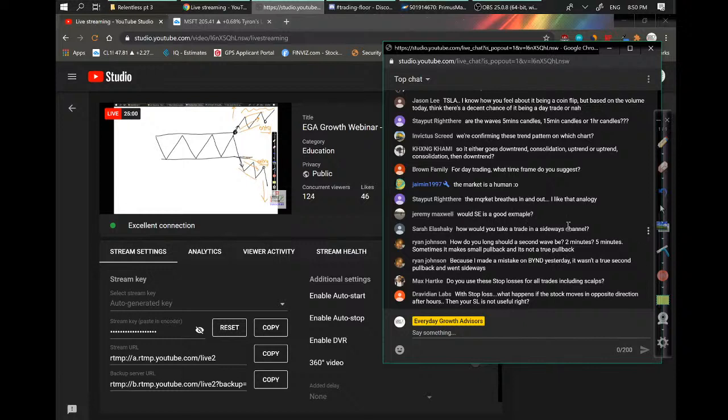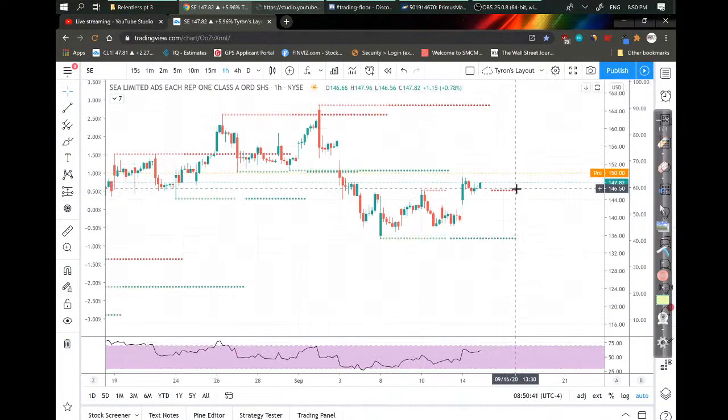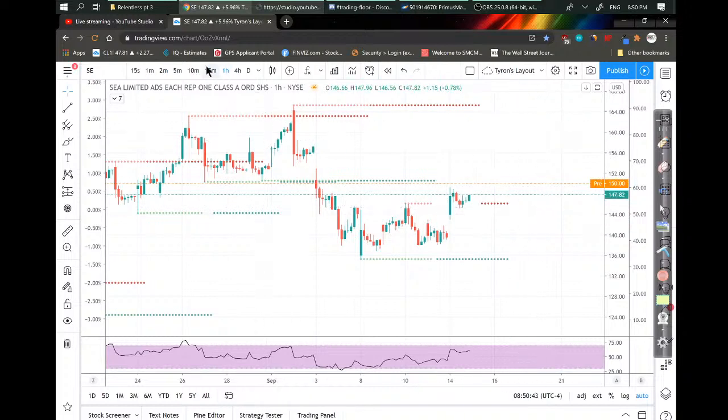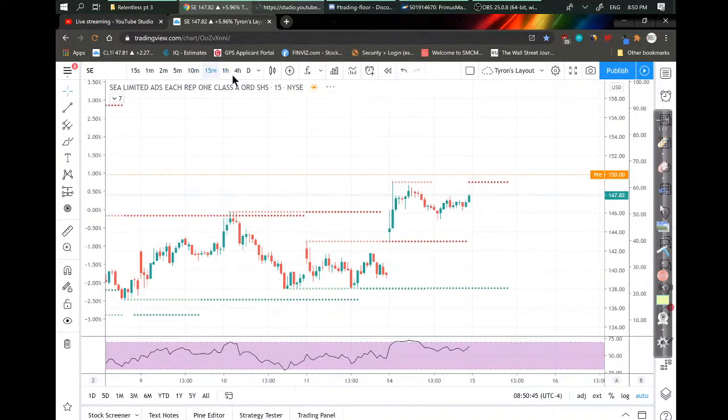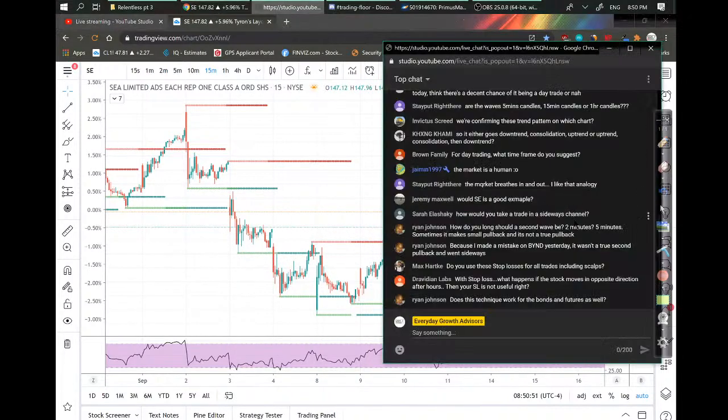Would SE be a good example? I don't know. Let me see. Not yet. It's not making higher highs and higher lows yet, right? Look, you only have one wave completed here. You need a second wave.